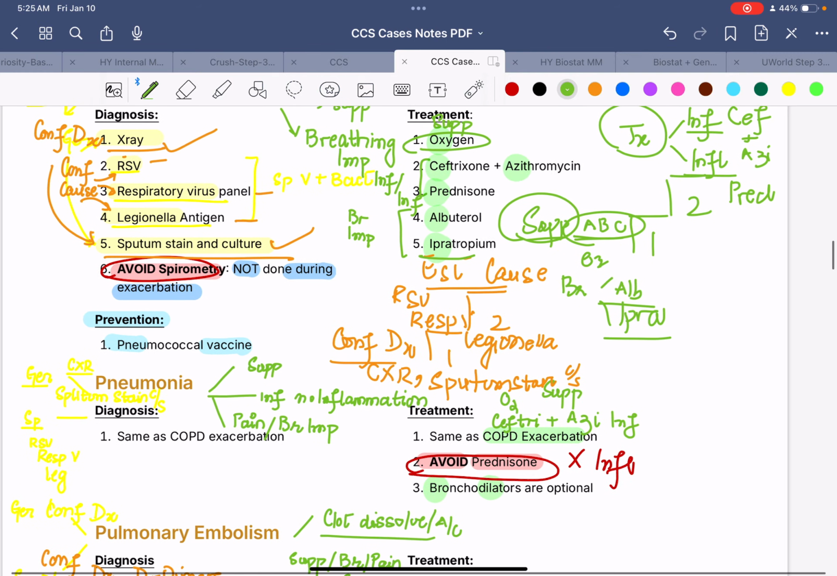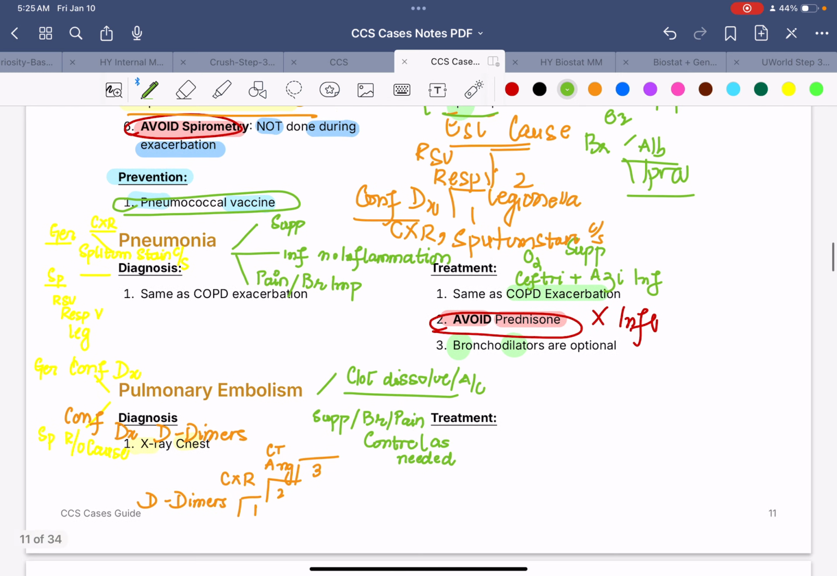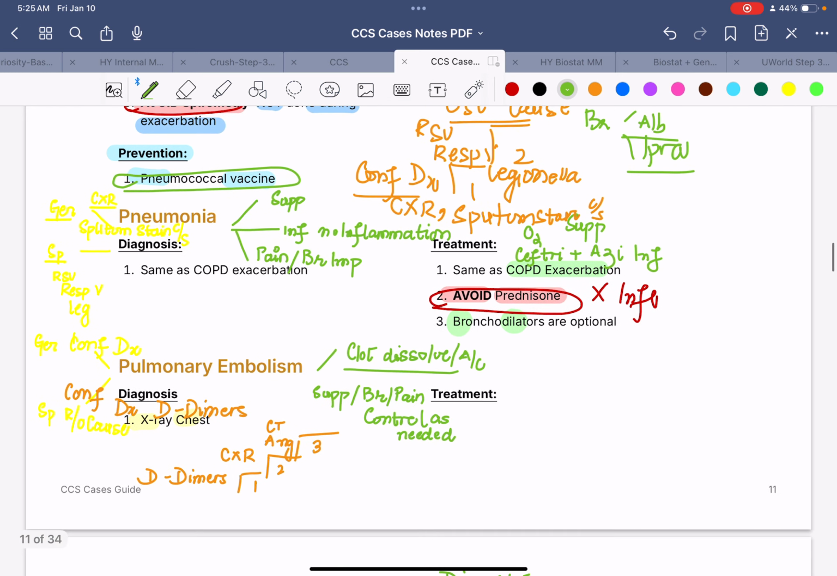Okay, and then for further prevention, of course, you're going to give him pneumococcal vaccine, so that you don't have exacerbations due to pneumococcal pneumonia in the future. Now we have pneumonia. Again, for pneumonia, what are the goals for diagnosis? The goals for diagnosis are the same as COPD. What were the goals for diagnosis of COPD?